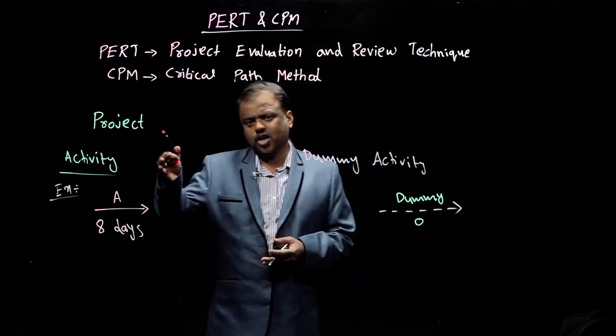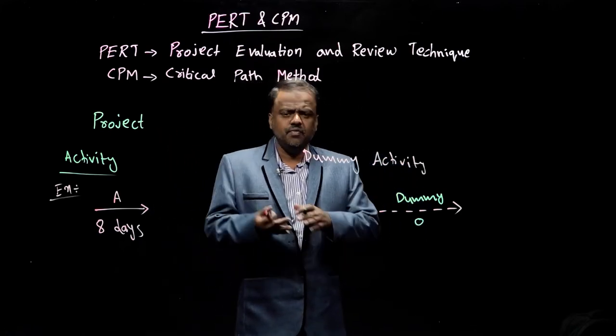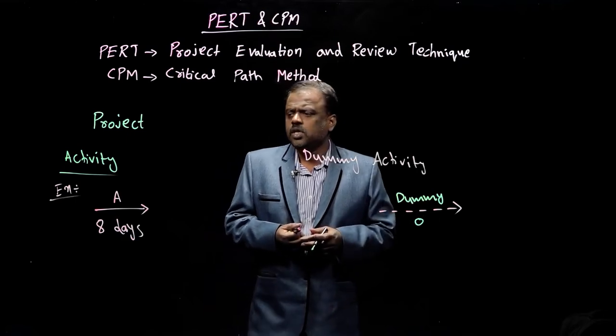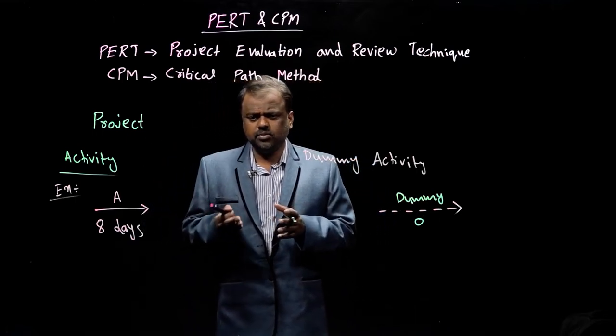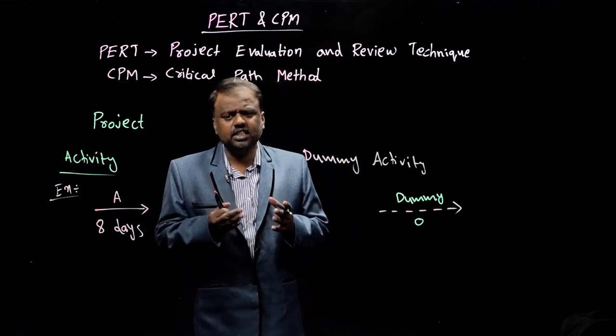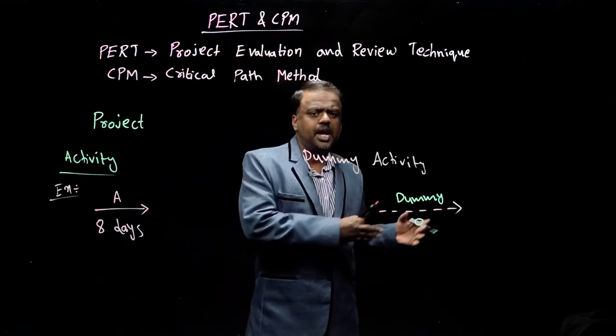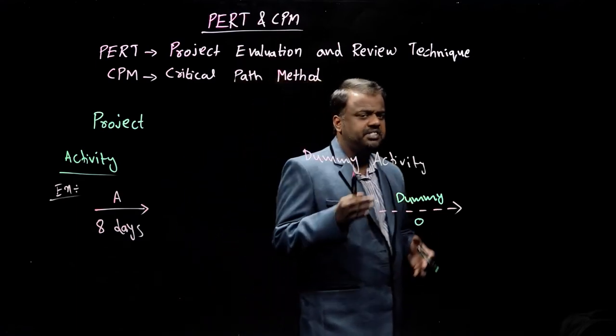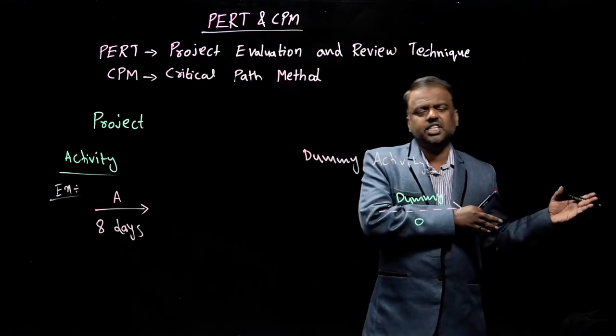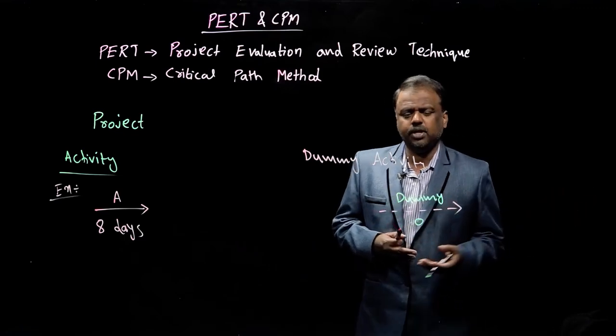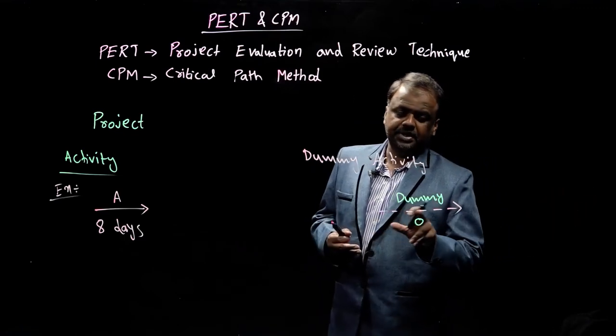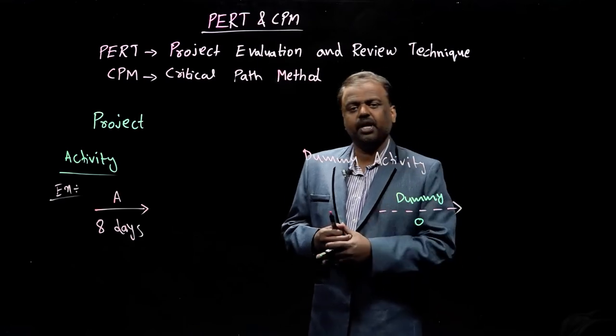Clear? Project is a combination of interrelated activities which must be executed in a certain order. Activity means the task, nothing but some work. Activity is a task which consumes some resource or time to complete it. Dummy means an activity which does not consume or require any resource or time to complete it. Dummy is shown with dashed lines, and the resource or time required is 0.